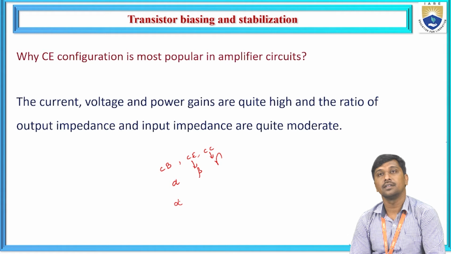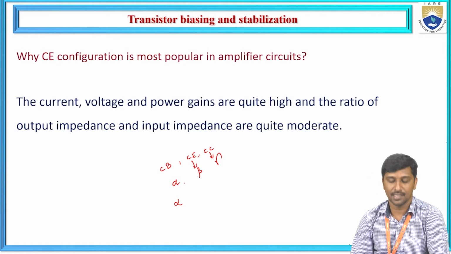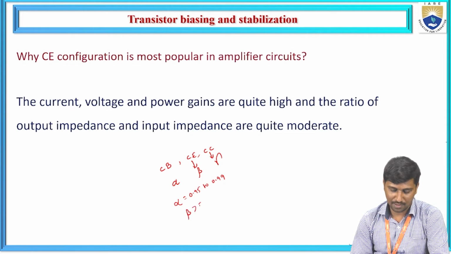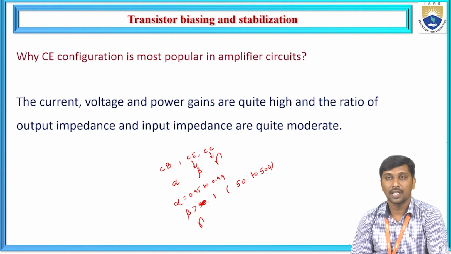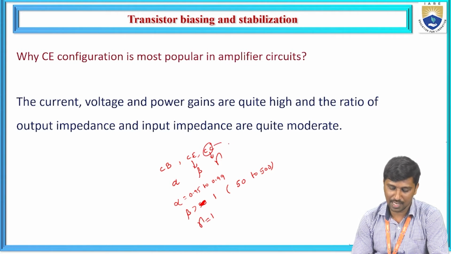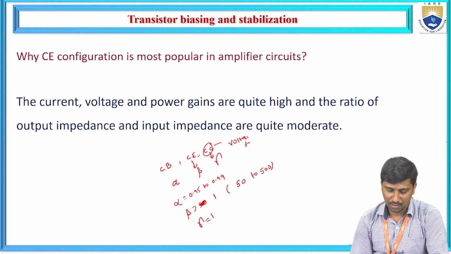As per the analysis of these three configurations, alpha always lies between 0.95 and 0.99, and beta is always greater than 1. Practically, the beta value is chosen from 50 to 500. In a common collector, the circuit acts as a voltage follower, a buffer amplifier, so a source follower or emitter follower circuit. That is the reason.